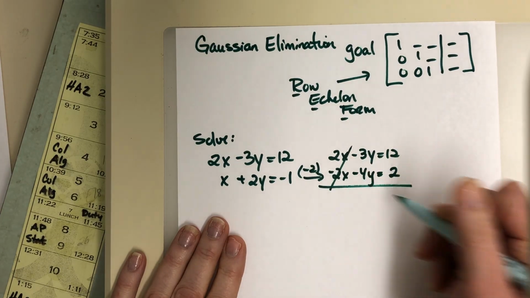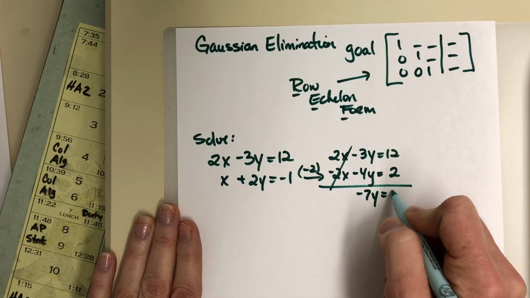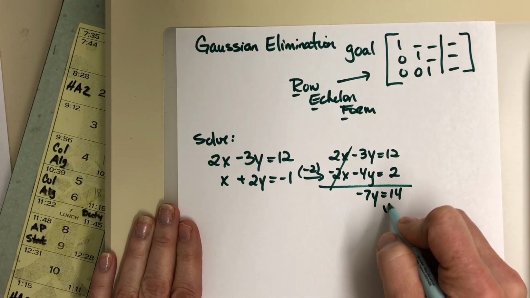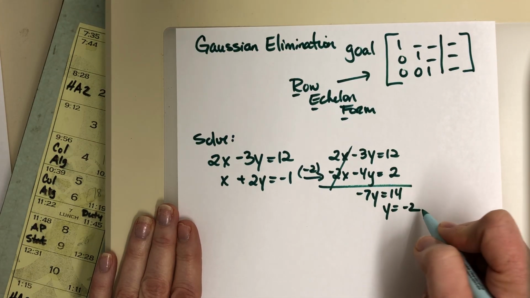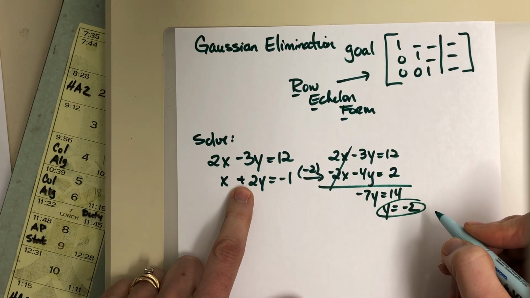You would go ahead, you'd add those two together, your variables fall out. You have negative 7y equals 14. And you know right away that y is equal to negative 2. You would take this y value of negative 2, you'd plug it back into your original equation.